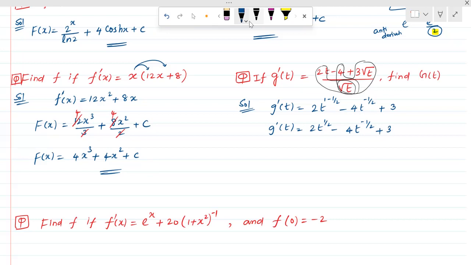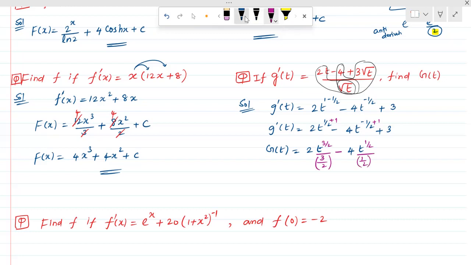So what is the integration? That is the antiderivative. So the antiderivative is 2 t to the power. You have to add the power, by the way. If you add, you will get 3 over 2, over 3 over 2. Minus 4, the t will be the same. So you have to add plus 1. If you add minus half plus 1, it is half over half.